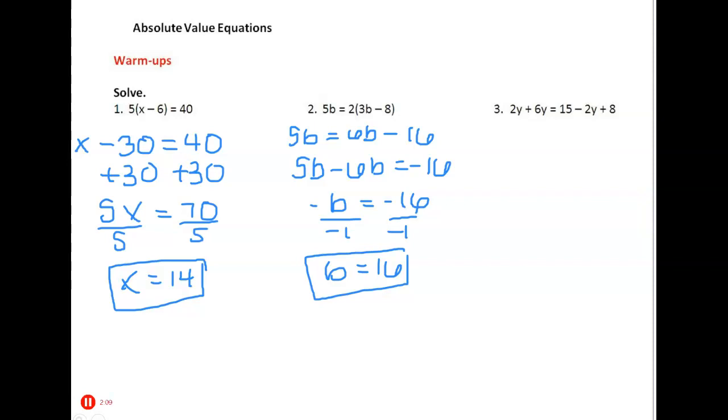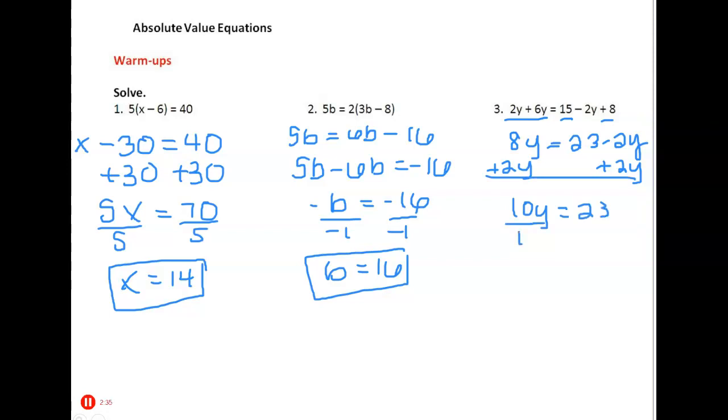And then in 3, first thing you want to do is combine like terms on the same side. So 2y and 6y is 8y. 15 and 8 is 23. Then add your 2y. Divide by 10. And y equals 2.3.